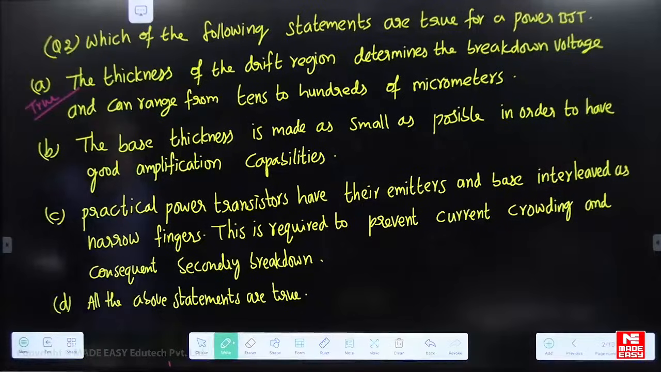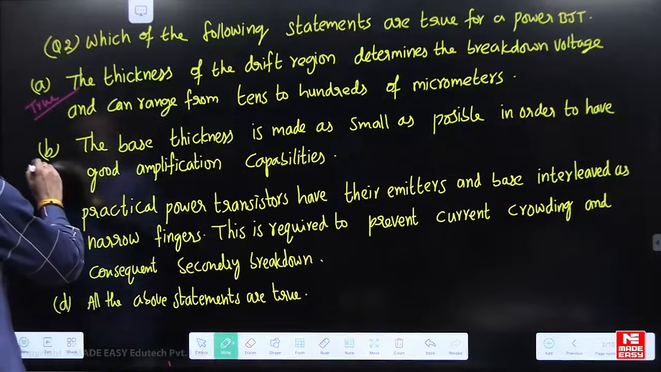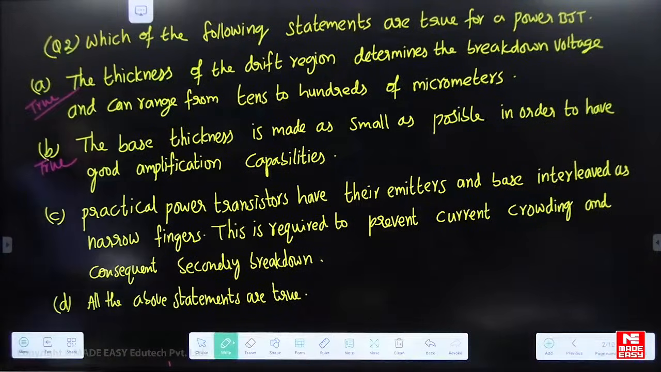Next, second statement: the base thickness is made as small as possible in order to have good amplification capabilities. Yes, this is also a true statement. That means if the base thickness is smaller in a BJT, we can improve the amplification capabilities. So that is a true statement.